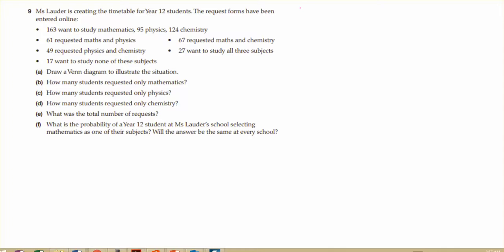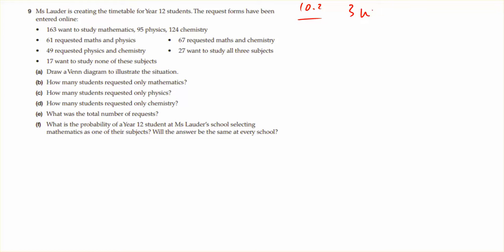This is for Year 10 Methods Pathways. We can look at 10.2 question 9. Now this is to do with a three-way Venn diagram. Three-way Venn diagram, and you need to know this for the test. So let's look at the scenario.